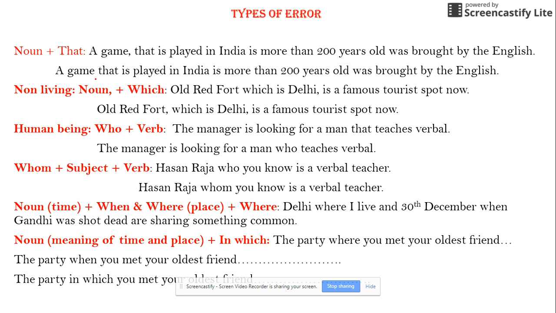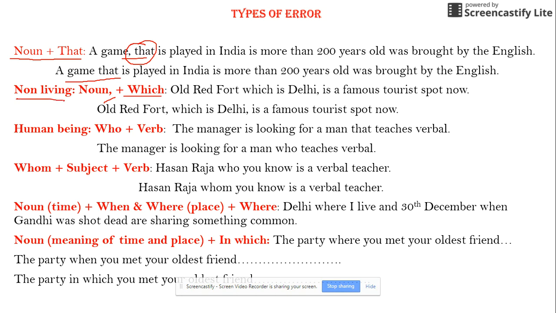Look here, when we talk about that, it should come without a comma. If it comes with a comma, that's incorrect. Look here: a game, comma, that is played in India is more than 200 years old, was brought by the English. So, comma plus that is incorrect. A game that is played will be the correct option. At the same time, when we use which, there must be a comma. In the case of that, no comma. In the case of which, there must be a comma.